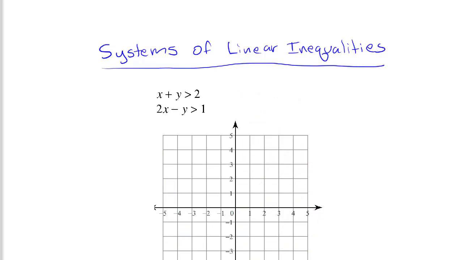We can run a similar exercise on standard form inequalities as well. Note in this case we have two inequalities in standard form.